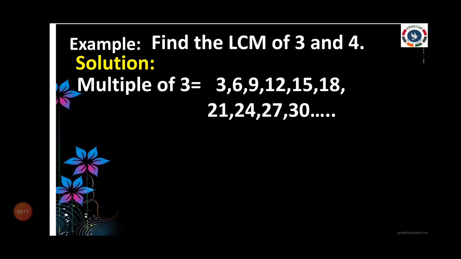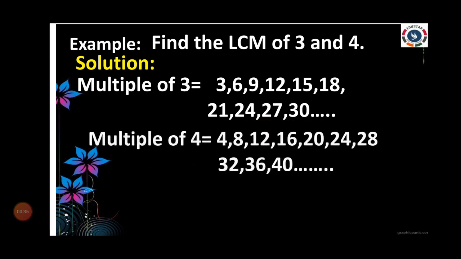1 3 is 3, 2 3s are 6, 3 3s are 9, 4 3s are 12, 5 3s are 15, 6 3s are 18, 7 3s are 21, 8 3s are 24, 9 3s are 27, 10 3s are 30. Then 11, 12 goes on like that, so I am putting etc. here. And now we are going to write the multiples of 4.